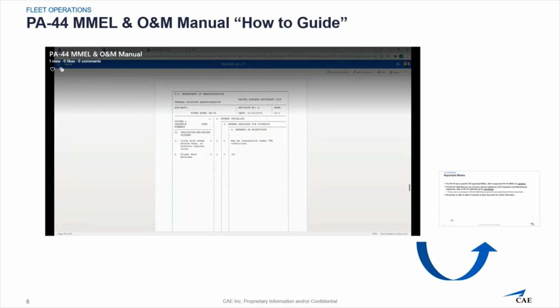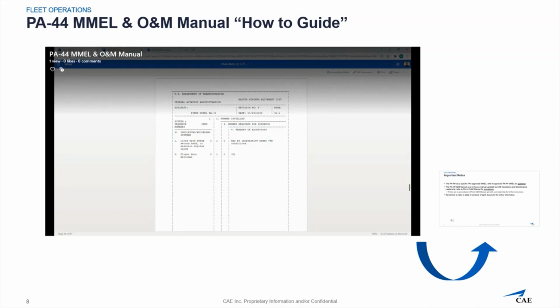Let's see what the remarks or exceptions are. Here's one of them for this number 1 here, 31-1. May be inoperative under VFR conditions. As the operator, you will make the determination. Here's 31-2, flight hour recorder. Again, disregard the repair category. It's not applicable to our Part 91. Number installed, 1. Number required for dispatch, 0. Great, but there is an O category.